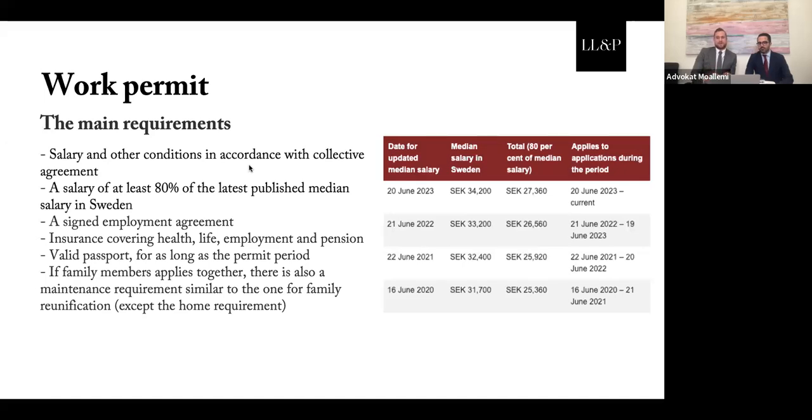You also need, and this is the most recent change in the Swedish migration law, a salary of at least 80% of the latest published medium salary in Sweden. Now, on the right side here, you can see what the medium salary is in Sweden and when it was published. I understand that this can be a bit confusing, but the first column is the date of the publication. So the date of the publication is what regulates which pay you need. So if you apply, for example, after the 20th of June this year, then you need 80% of the pay that was published on that day.